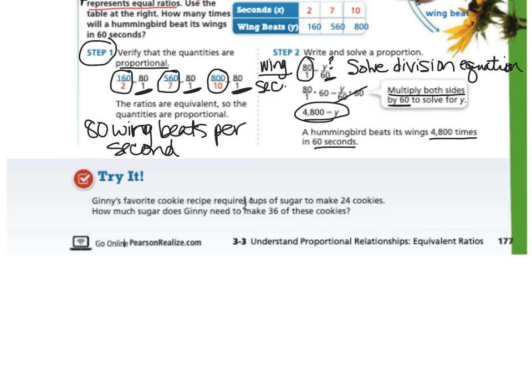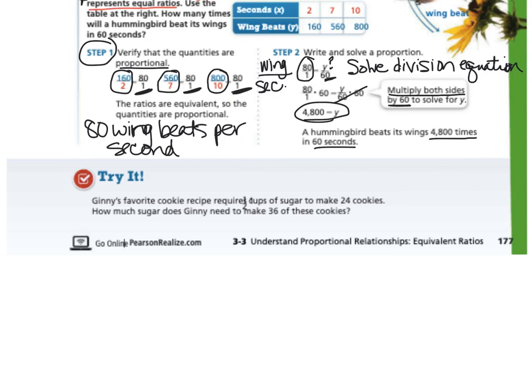Now let's look at the try it. Ginny's favorite cookie recipe requires 1 1/2 cups of sugar to make 24 cookies. How much sugar does Ginny need to make 36 of these cookies? Well, we can set up an equation like we did in example 3 in order to solve this.